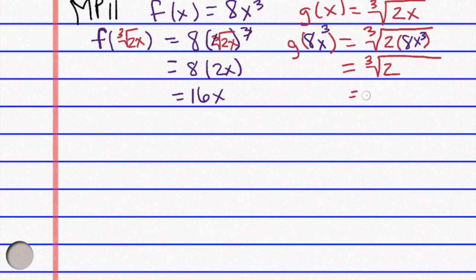The cube root of 8 is 2, so that's going to come out here. The cube root of x cubed is x, and the only thing that's left inside that cube root is a 2. Is this answer x? No, it is not. So that means no, they are not inverses of each other.